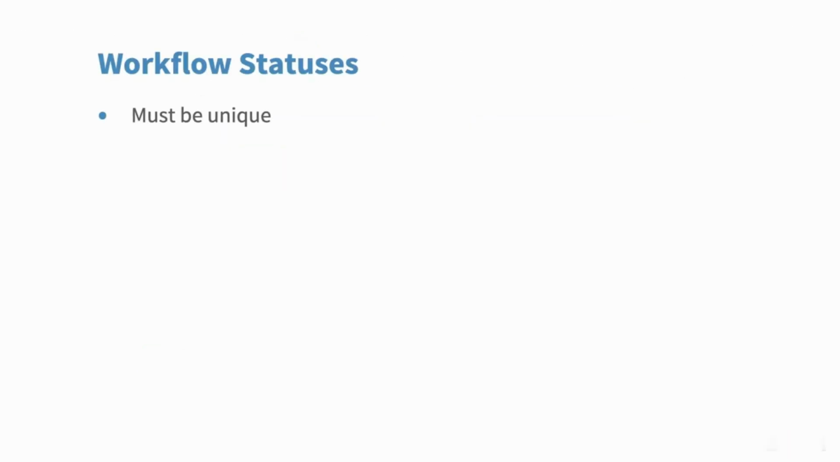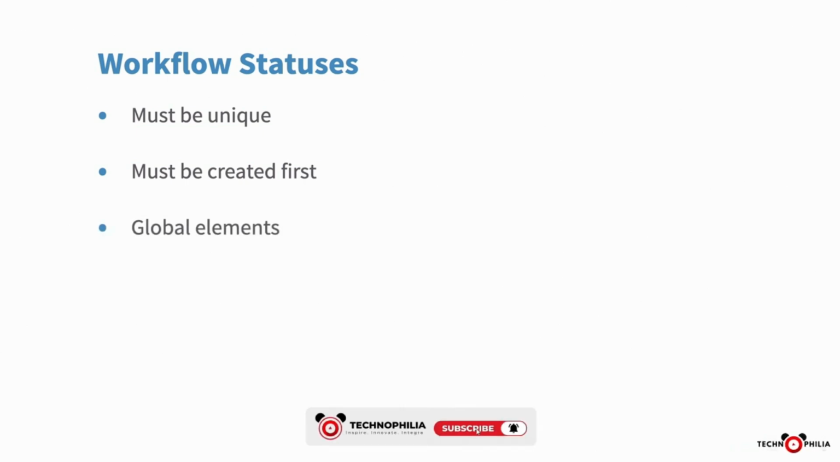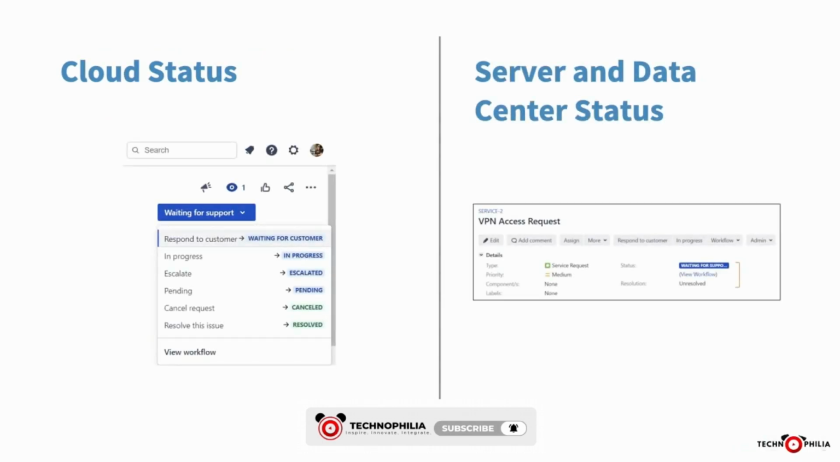Status names must be unique. Jira won't allow you to create duplicates. Also, a status must already exist before you can add it to the workflow. Statuses are global elements, and that means they're shared between workflows. An issue status is displayed in many places.